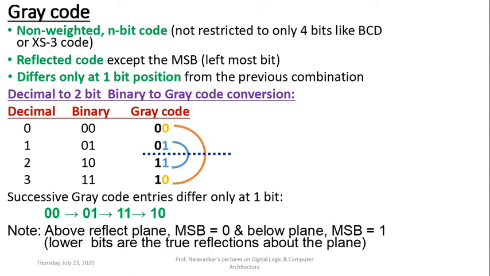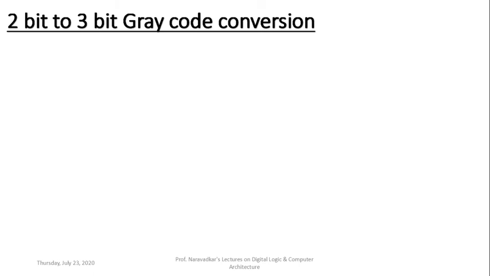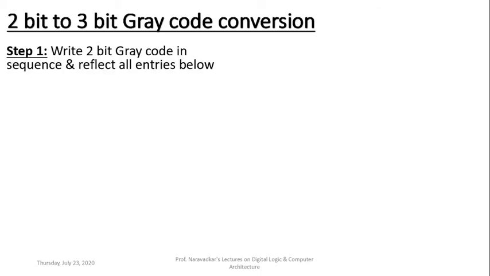So here we will follow a conversion of 2 bit to 3 bit gray code. Now here it is to be performed only in 2 steps. Step number 1: write that 2 bit gray code in a sequence and reflect all the entries below. Here pertaining to decimal 0, gray code is written. Decimal 1, gray code written.